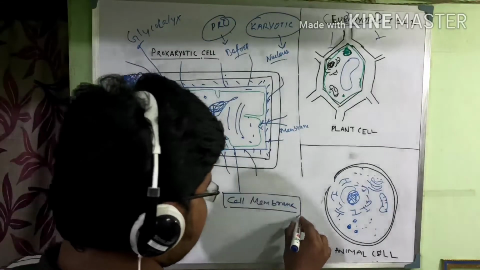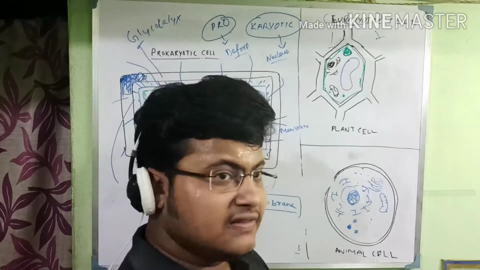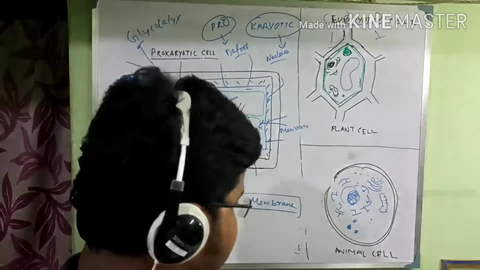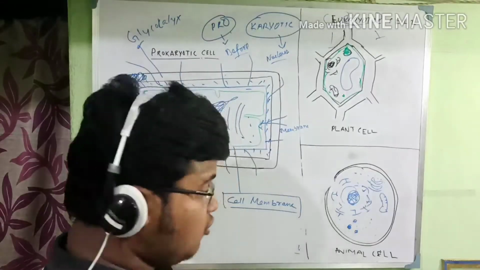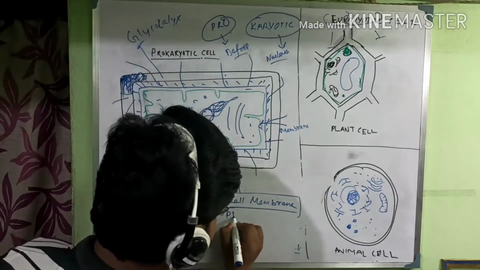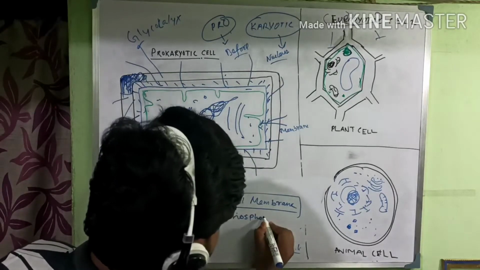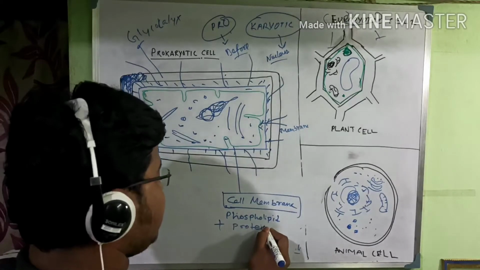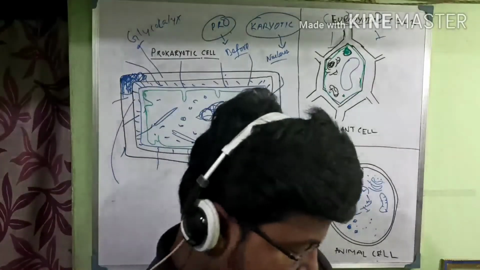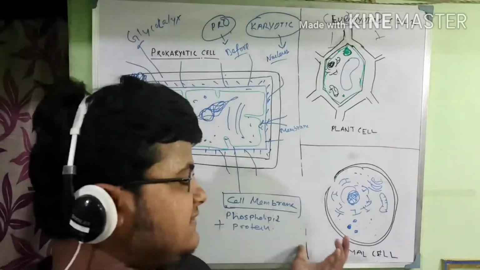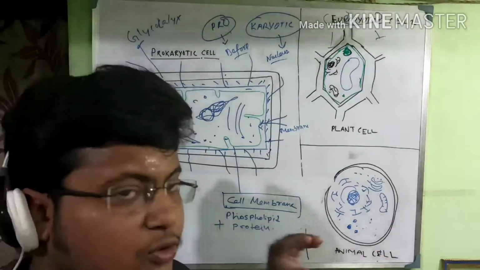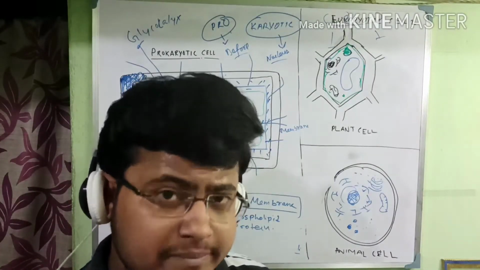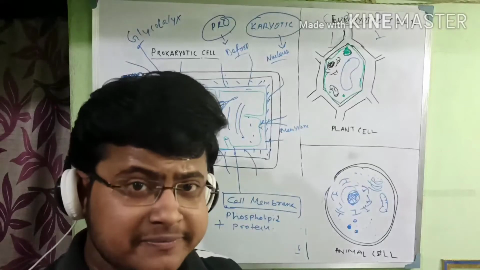And what is the composition of the bacterial cell membrane? The bacterial cell membrane is made up of phospholipid and protein. Okay, so what is the job of the plasma membrane? The plasma membrane also acts as a protective covering after the cell wall. It is the last portion of the cell envelope, and it also contains enzymes.